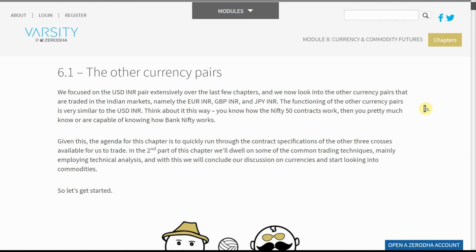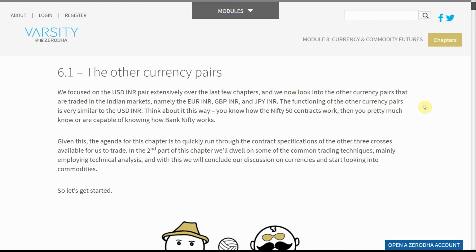In the second part of this chapter, we'll dwell on some of the common trading techniques, mainly employing technical analysis. And with this we will conclude our discussion on currencies and start looking into commodities. So let's get started. EUR-INR.